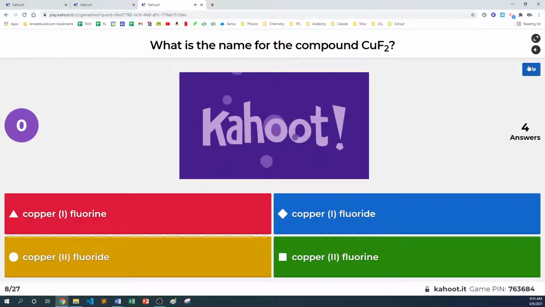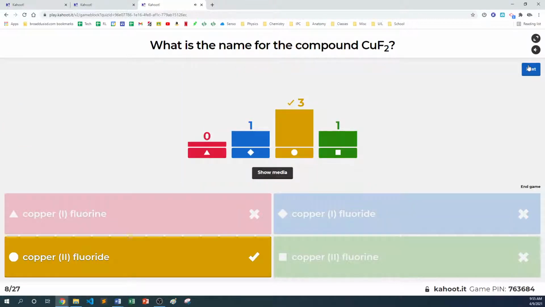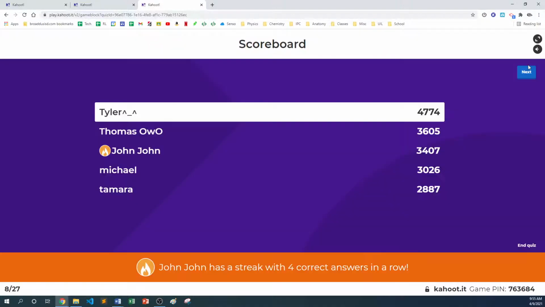That makes sense. You gave us the answer and I still got it. So fluorine is an anion, and we change the name of ions to end in IDE. So it becomes fluoride. I'm just shocked getting a percentage.